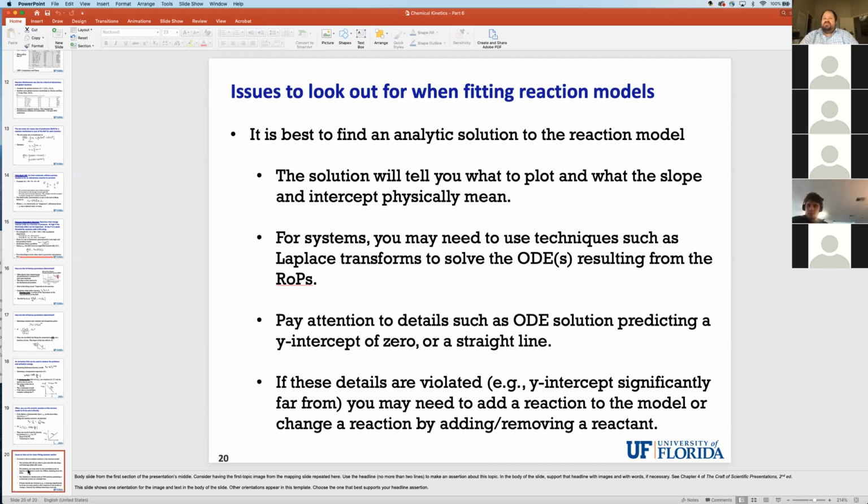Look for things like the slope of the line being in the wrong direction, or the line being significantly curved, things like that. And if those details are violated, such as the y-intercept detail, you may need to add a reaction or change to a different rate constant model, or add or remove a reactant to get it to work out. And these are games that chemical kineticists play all the time.